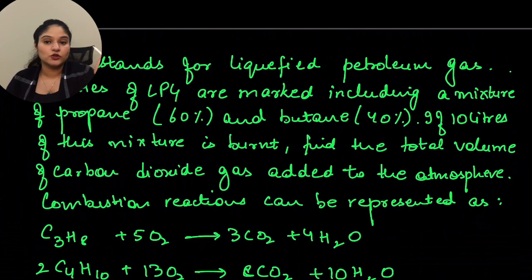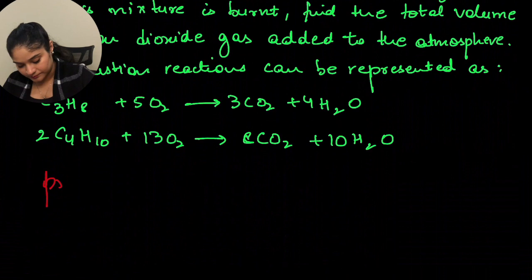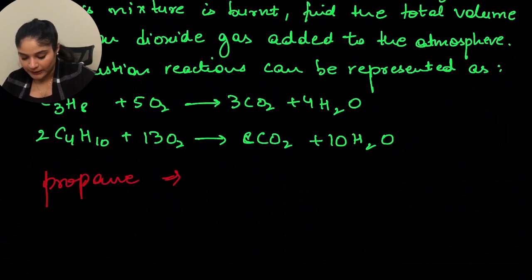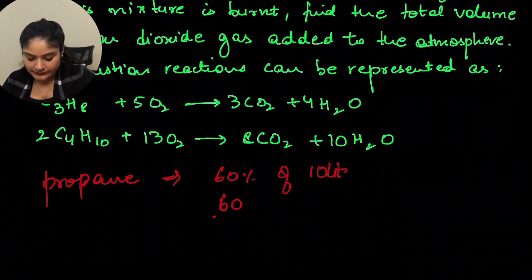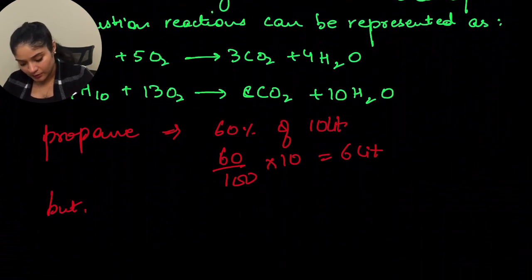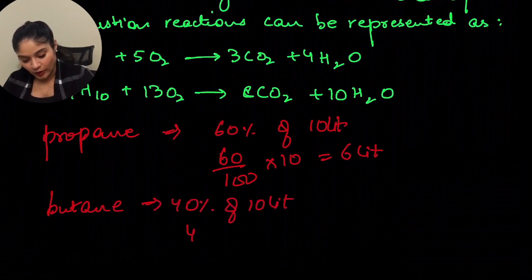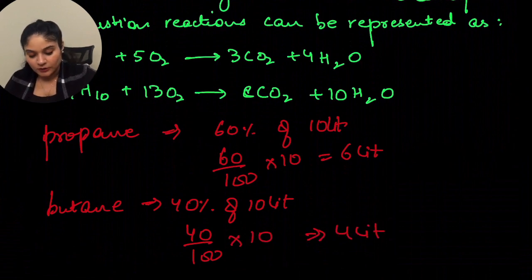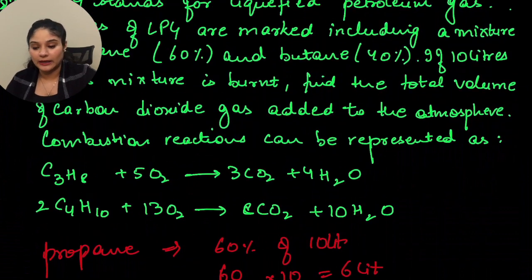And when you are mixing and you're using 10 liters of that mixture, so 60% of what? 60% of 10 liters. So the quantity of propane will be 60% of 10 liters. So that means 60 by 100 times 10, 6 liters. And the quantity of butane is 40%. So butane is 40% of 10 liters. So 40 by 100 times 10. This will give you 4 liters. So this is your quantity. So you're getting propane and butane, both of them.